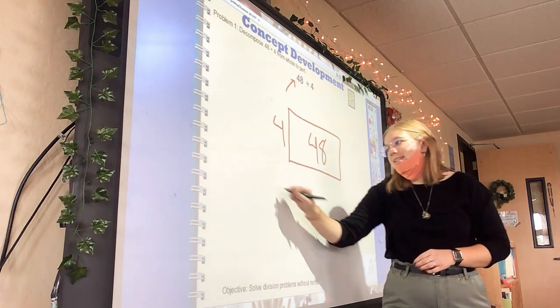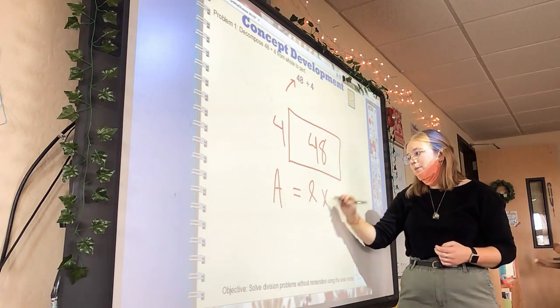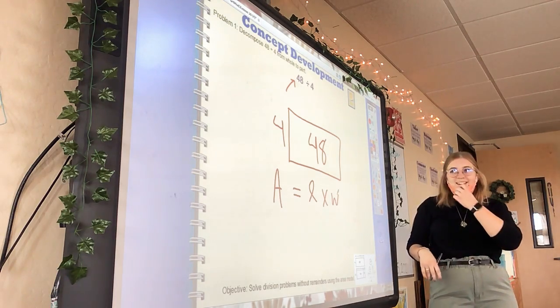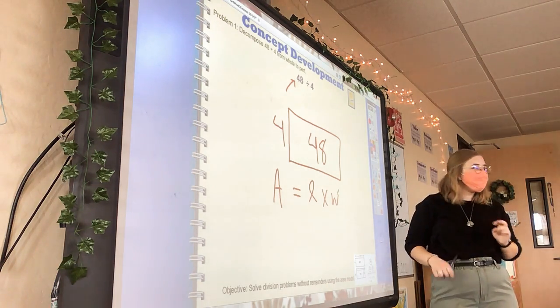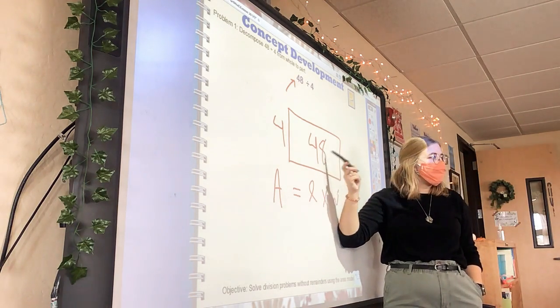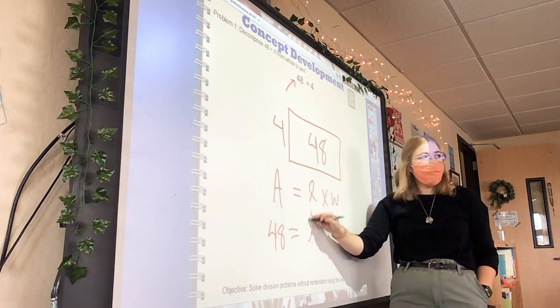So if I were to put this in the area formula, right? Area equals length times width. Is that familiar? Yeah. Okay. We only did it for a week, so it should be familiar, okay? So the area in this problem is 48. So I have the area. I don't have the length.